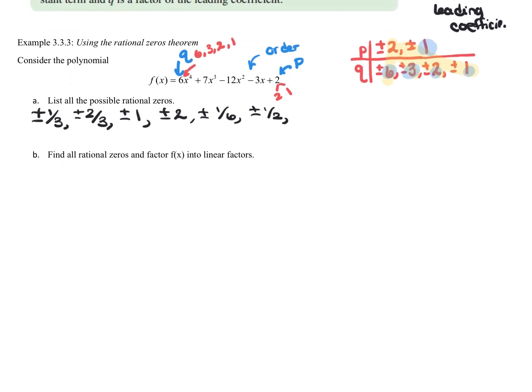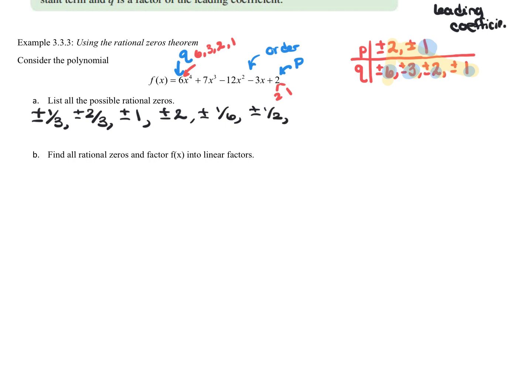It's 1, 2, 3, 4, 5, 6. It's 12 long because you have the positive version and the negative version. So this is all my possible rational zeros. So rational numbers, remember, are something that we can write as a terminating decimal or a fraction. So 2/3 is 0.6 repeating forever, but because I can write it as 2/3, it becomes a rational number.